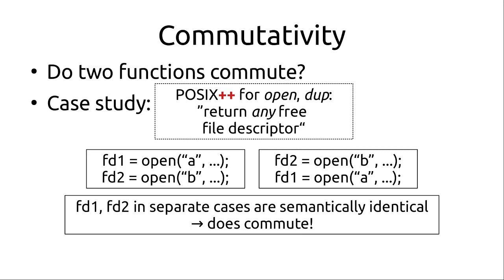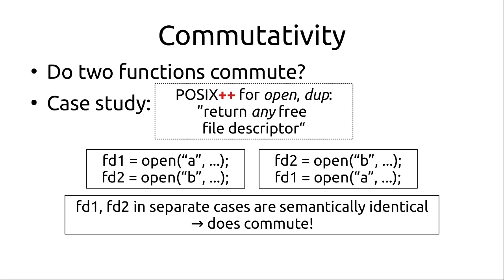So what a lot of systems do to get rid of this constraint is they just modify POSIX. They add extensions, POSIX++, for open, dup, and whatnot, where they essentially say you can return any free file descriptor. Now the specification essentially says that FD1 and FD2 can be anything, regardless of what order you return them in, right?